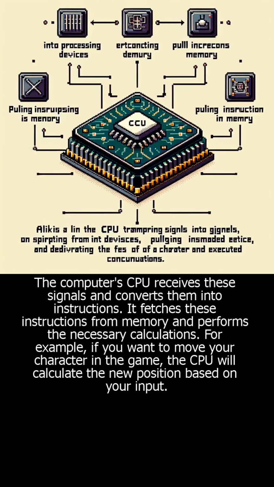The computer's CPU receives these signals and converts them into instructions. It fetches these instructions from memory and performs the necessary calculations. For example, if you want to move your character in the game, the CPU will calculate the new position based on your input.